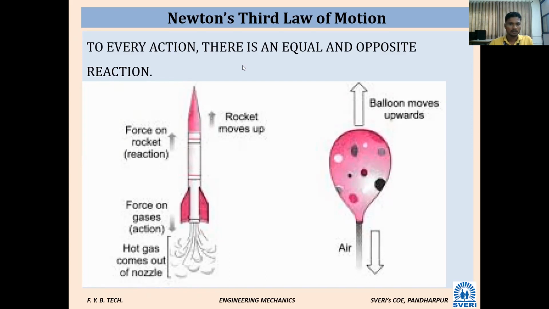When a bullet is fired from a gun, it repels backward. Vishwajit has given a correct example. Whenever we are going to fire a bullet from a gun, what will happen? Vishwajit, you have said the gun repels backward. Very good. It will repel backward. Very good. Very nice. Any other example?